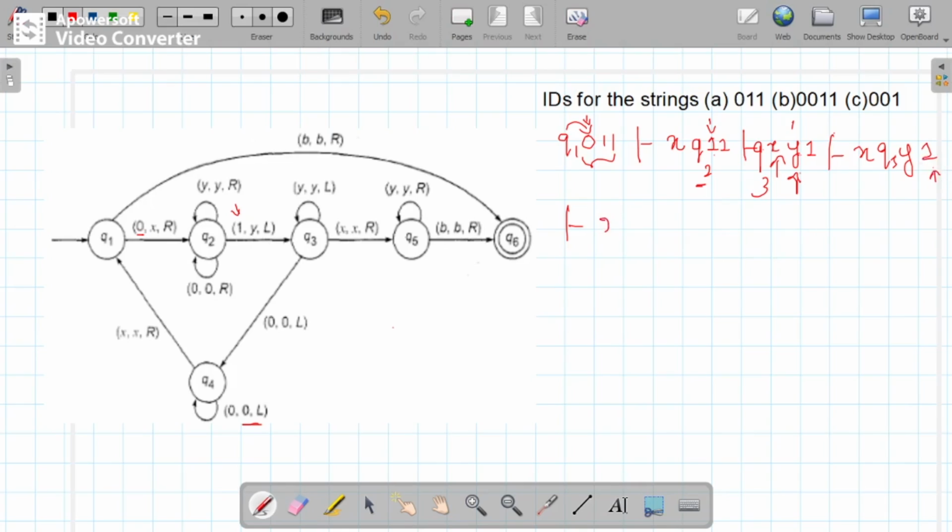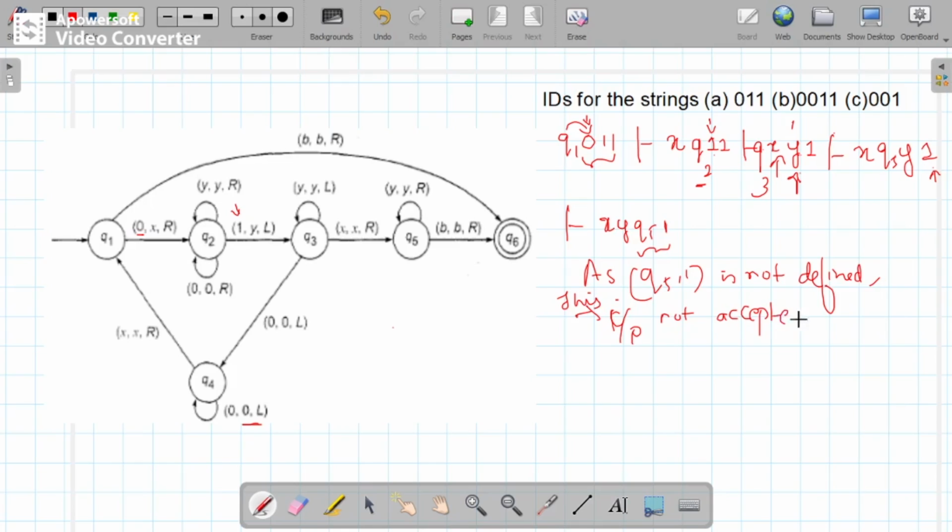Okay, so x, y, q5 on 1. So now q5 on 1, there is no state to go. As q5 on 1 is undefined, not defined, we can say that this particular input is not accepted. So that is about this input.